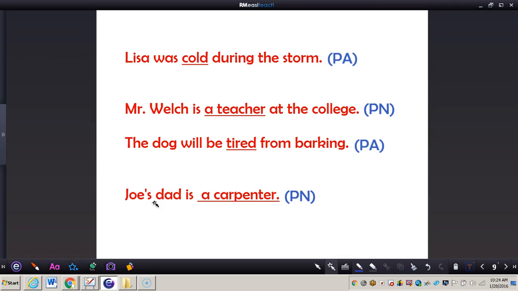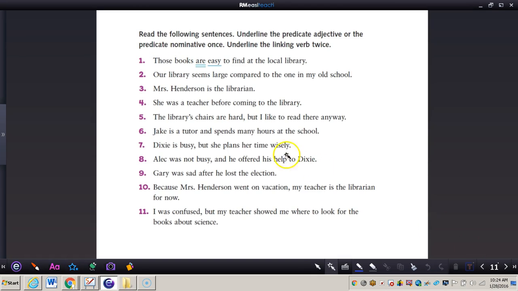So let's take a look at Practice Companion, page 41. And the directions are, it says, read the following sentences. Underline the predicate adjective or the predicate nominative once. Underline the linking verb twice. So we can see, number one, those books are easy to find at the local library. So are is the linking verb, and easy would be the predicate adjective. So I underline that once.